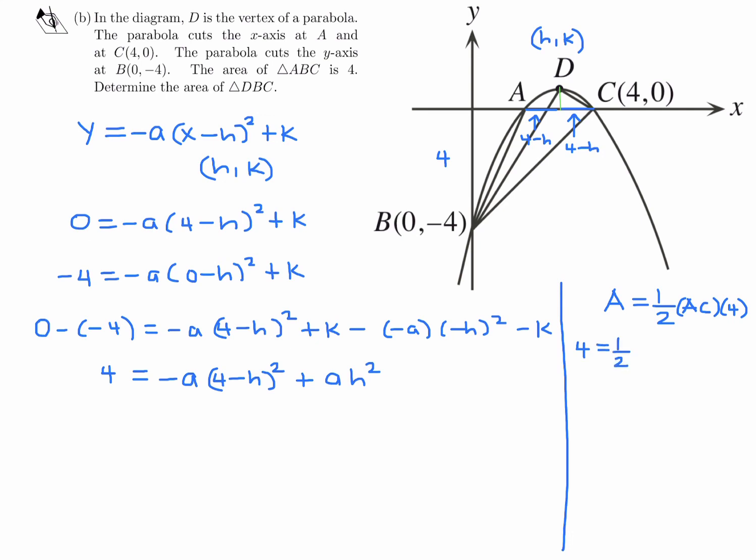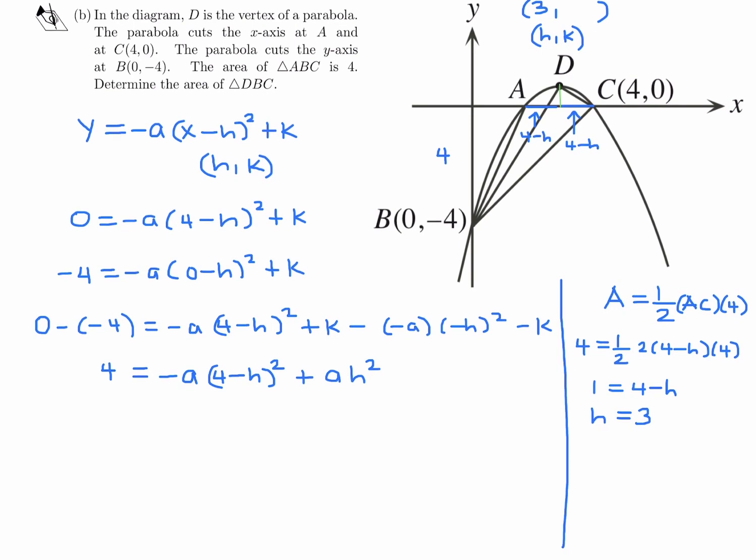So 4 is equivalent to 1/2 times AC. And AC is going to be 2 times (4 - h), based on how I labeled it. So this will allow me to calculate h. And if I do, I get the 2's cancel, the 4's cancel, so this just becomes 1 = 4 - h, and therefore h is equal to 3. All right? So I've got one of my coordinates for the vertex, put that in there, 3.